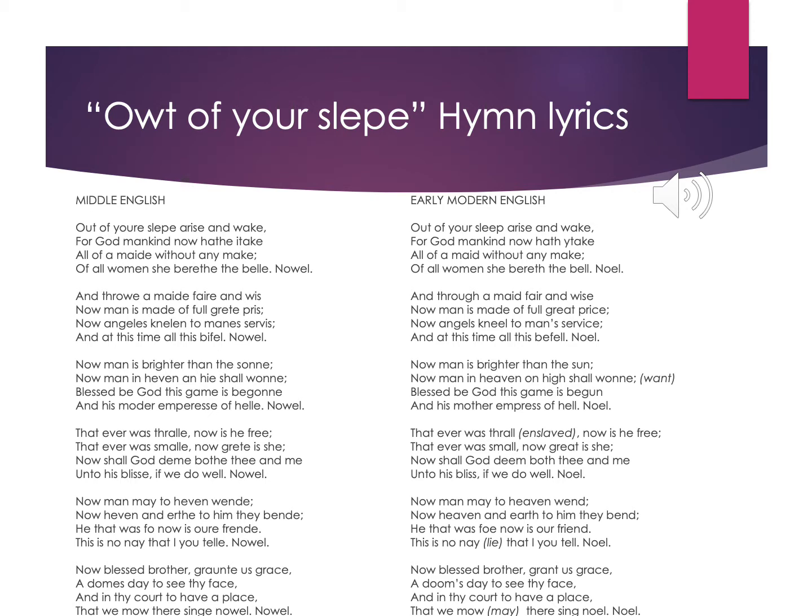That ever was thrall, now is he free, that ever was small, now great is she. Now shall God deem both thee and me, unto his bliss, if we do well, Noel. No man may to heaven wend, now heaven and earth to him they bend. He that was foe, now is our friend. This is no nay that I you tell, Noel. Now blessed brother, grant us grace, at doomsday to see thy face, and in thy court to have a place, that we may there sing Noel, Noel.